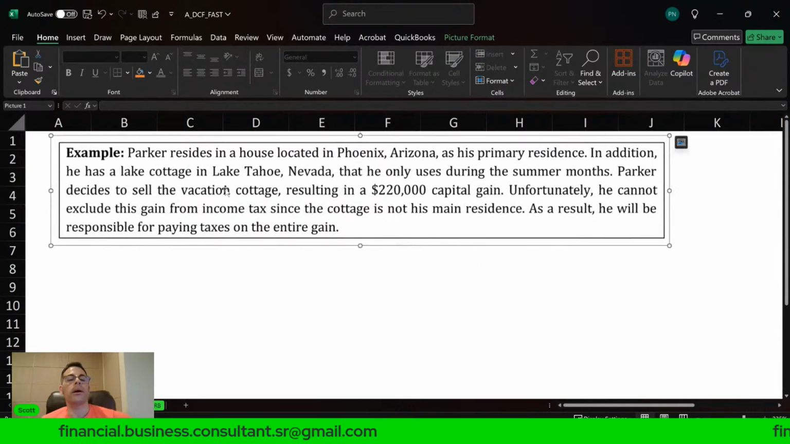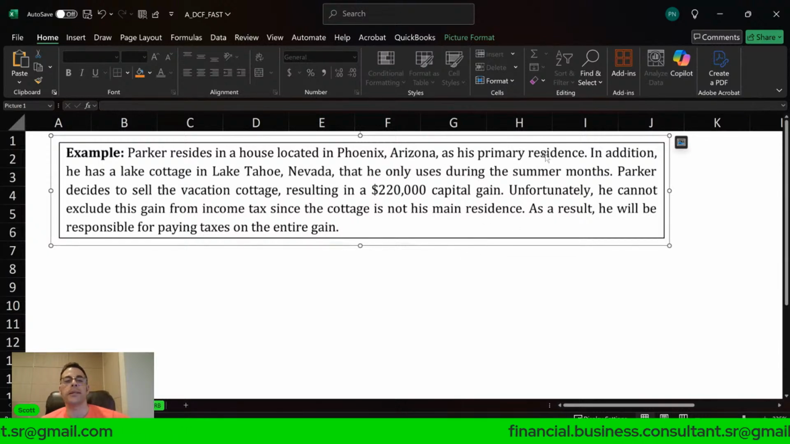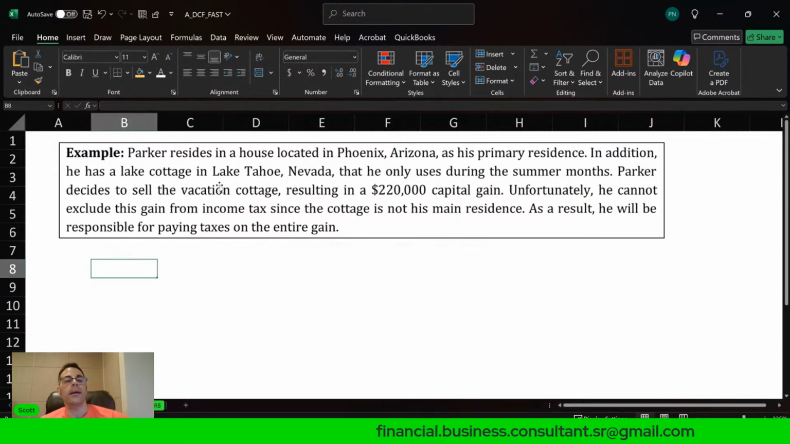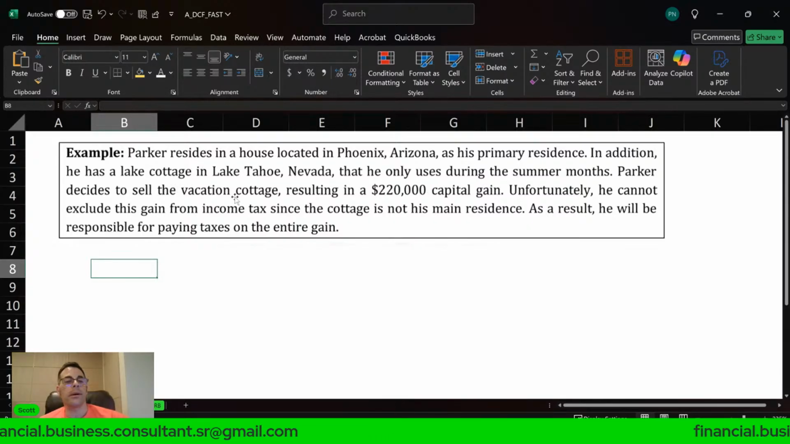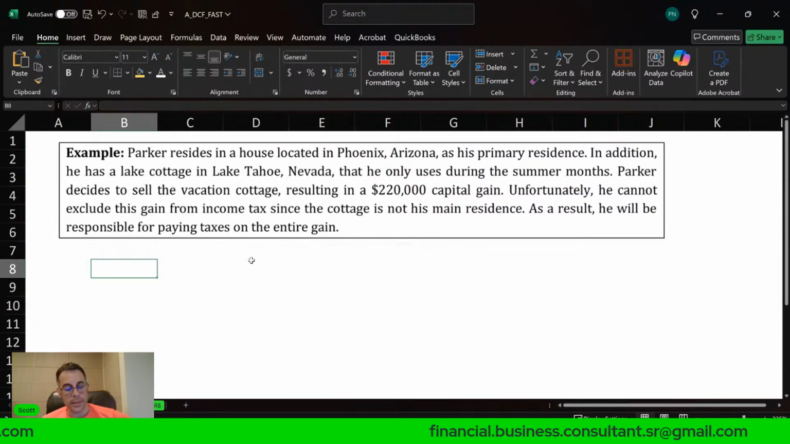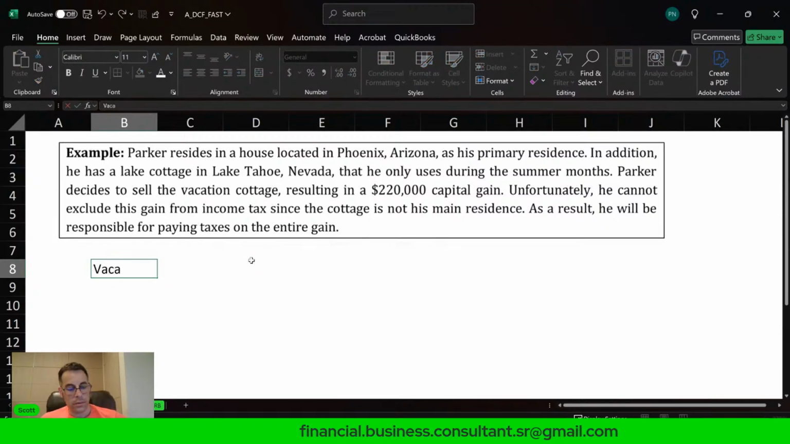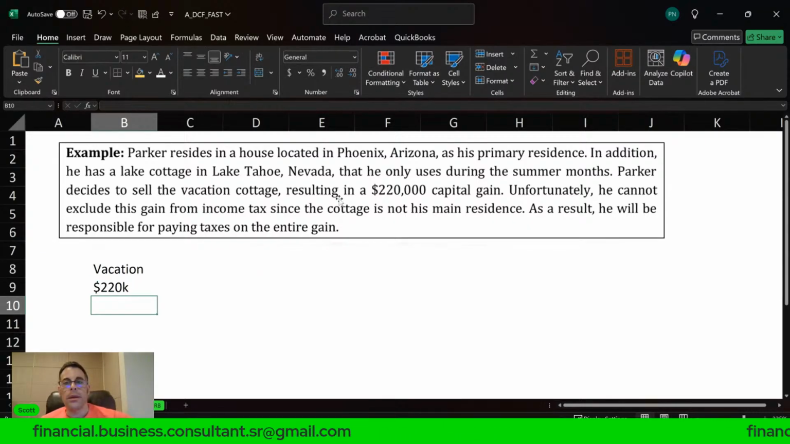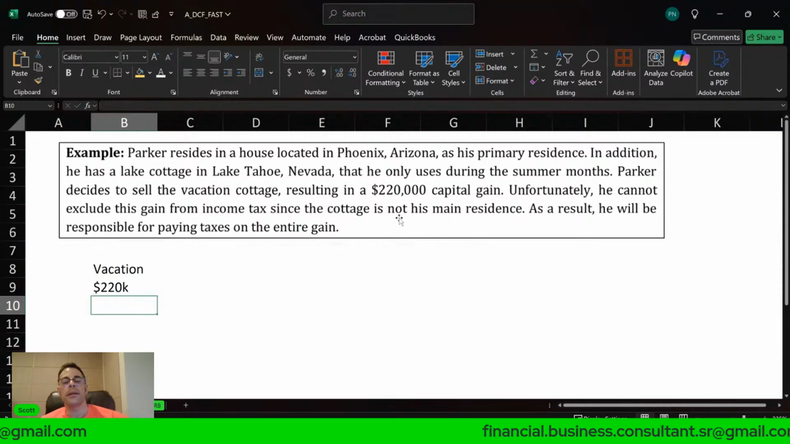Okay, so Parker resides in Phoenix as his main residence. He has a lake cottage. He owns a little property in Lake Tahoe, but he only uses it during the summer. So he wants to sell his cottage, his vacation home, for $220,000. But he cannot exclude this gain from his income tax because he didn't live there 2 of the last 5 years.